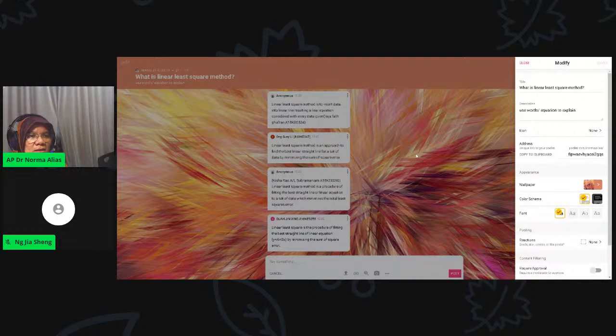What is the linear least square method? Ong Shui Lee said that the linear least square method is a process to find the best linear straight line for a set of data by minimizing the sum of square error. Very good. Now the anonymous name, I'm not sure who gave this. They said that the linear least square method is to insert data into a linear line resulting from the linear equation, considering every data given. All right, this one is also accepted.